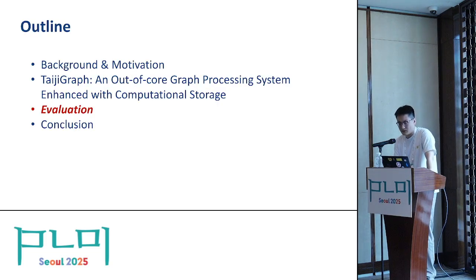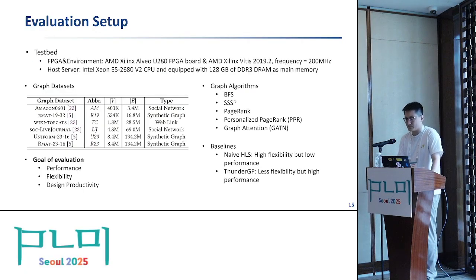Finally, here comes our evaluation. We implemented Graphitron on a Xilinx U280 FPGA. We tested 6 graph datasets from different categories. We tested 5 different graph algorithms, including 3 traditional algorithms, BFS, SSSP, PageRank, and 2 emerging algorithms, personalized PageRank and graph attention. We compare against ScalaGP, a state-of-the-art FPGA graph framework, which is a representative benchmark for performance, and a naive HLS implementation, which is a benchmark for flexibility.